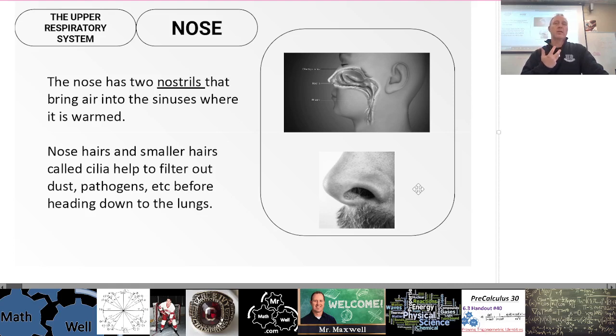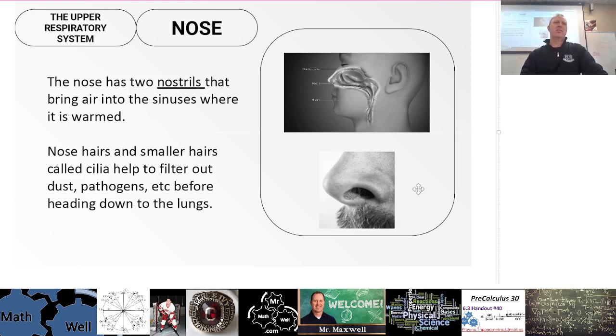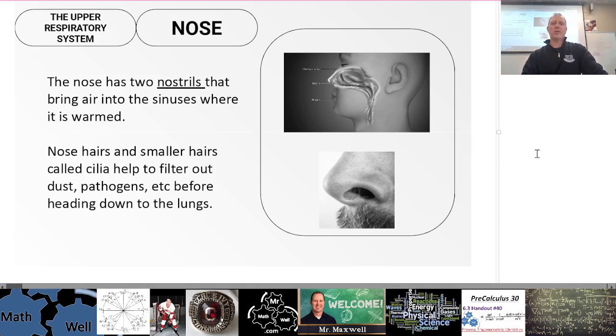Your mucus catches different germs and dust particles, so that doesn't go down into your lungs. Because if you inhale something into your lungs, you start to cough and spit, and that's not very good. So it helps if that gets filtered out just a little bit.